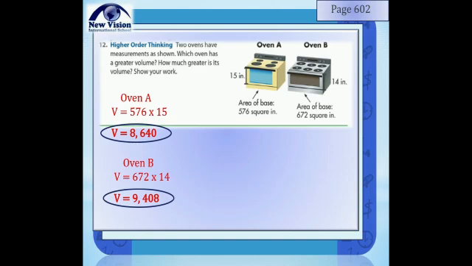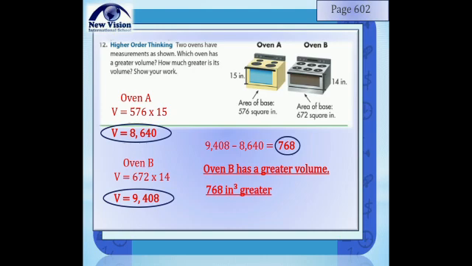So let us subtract 9,408 minus 8,640 equals 768. So our final answer, oven B has a greater volume. And it is 768 cubic inches greater.